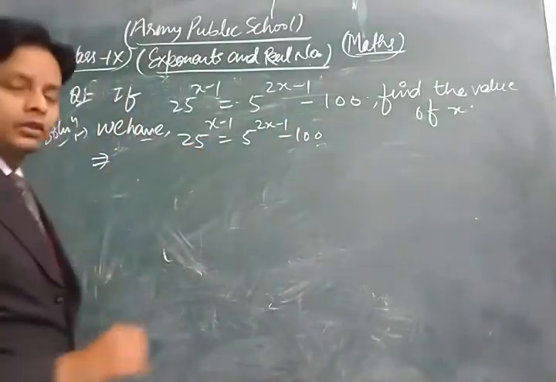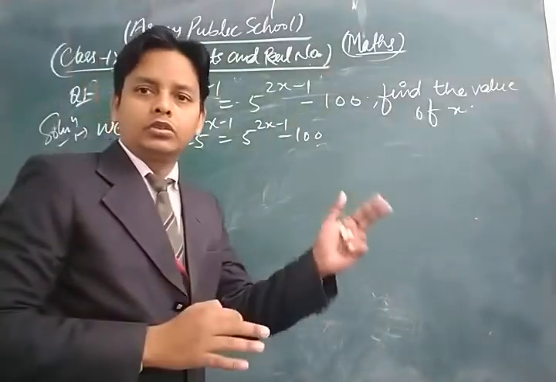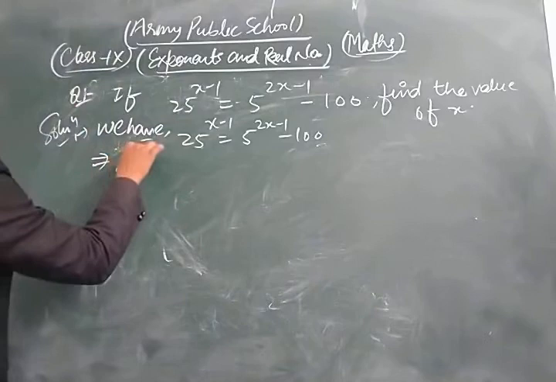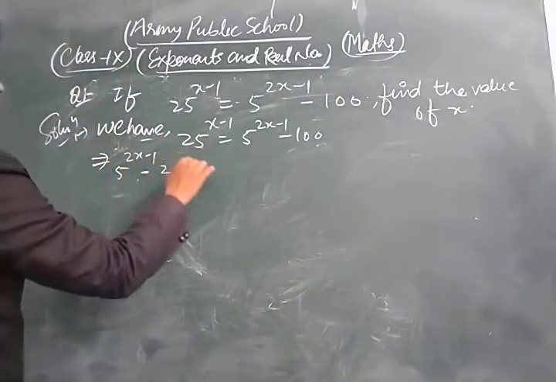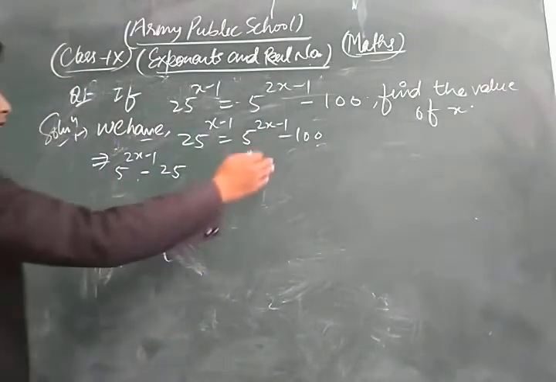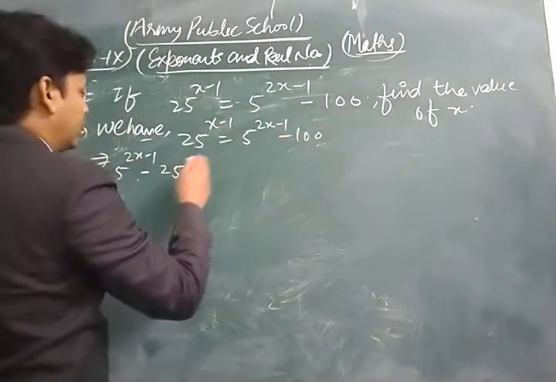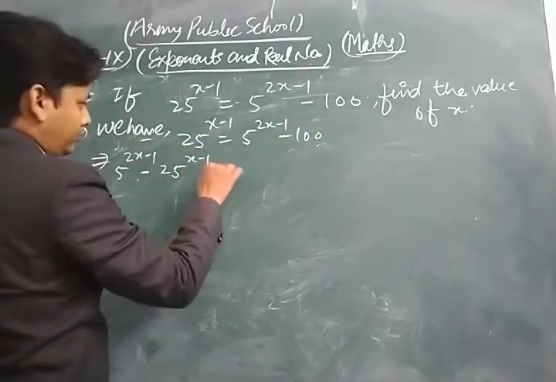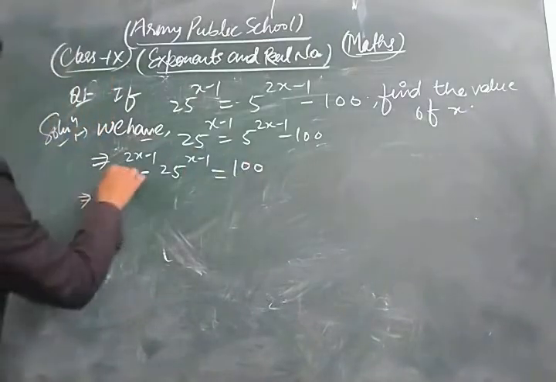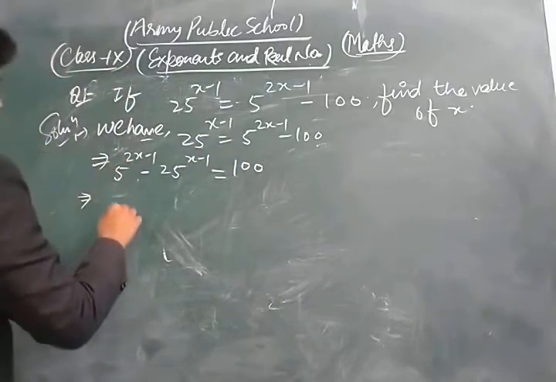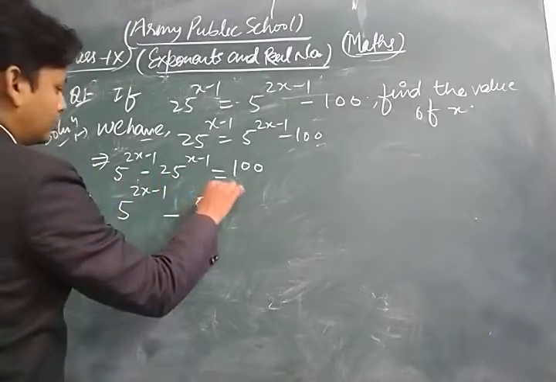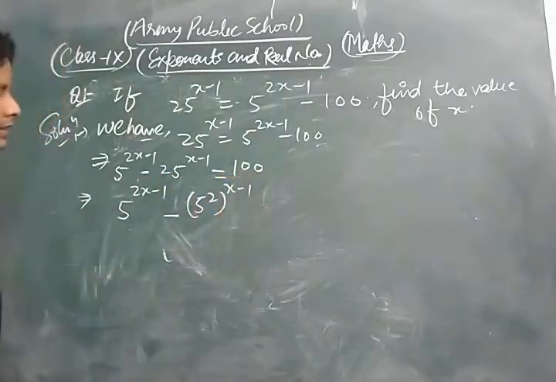Now we can separate the variables and constants for that question. Look, we write 5 to the power 2x minus 1, and transfer 100 to that side and 25 to the power x minus 1 to this side, so 5 to the power 2x minus 1 minus 25 to the power x minus 1 is equal to 100. Now we can write 25 as 5 square, so (5 square) whole power x minus 1, is equal to 100.